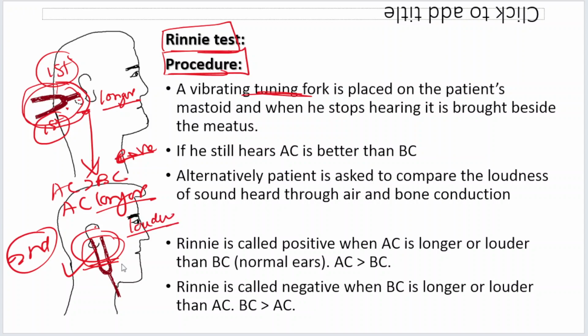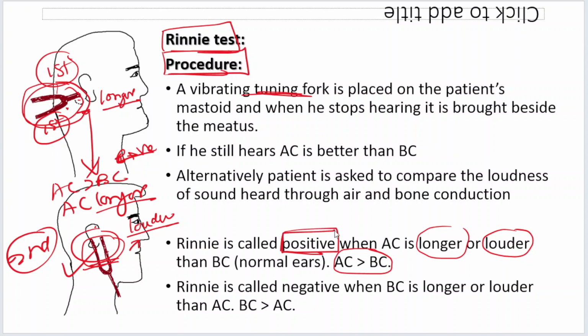Then in a normal patient, he will say, I can hear the air conduction better. That is, when you place it in front of the pinna, I can hear it louder. So it means air conduction is better than bone conduction. Okay. So when the person says that air conduction is better than bone conduction, he's saying that the air conduction is either longer or louder than bone conduction. Then we say it is positive.